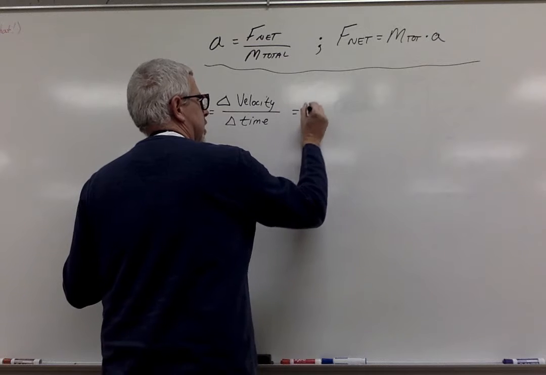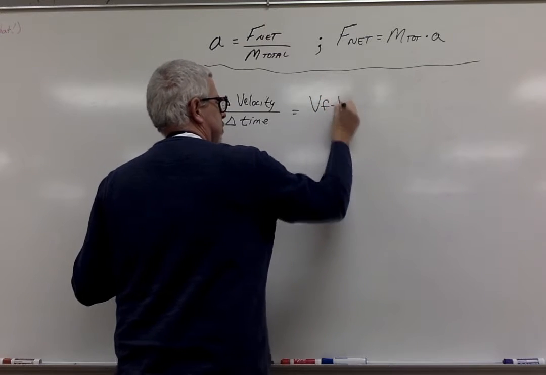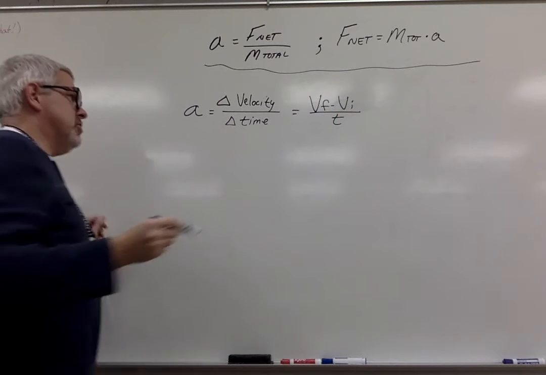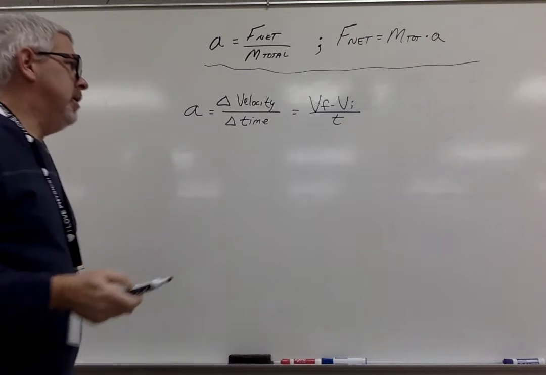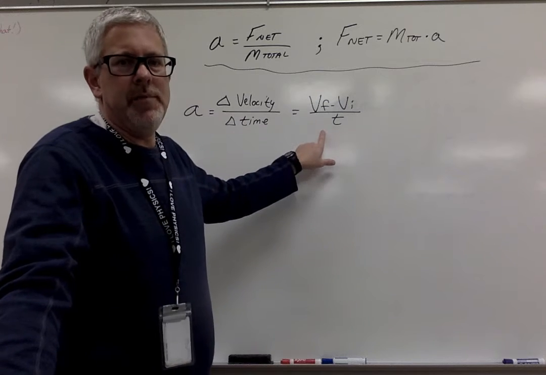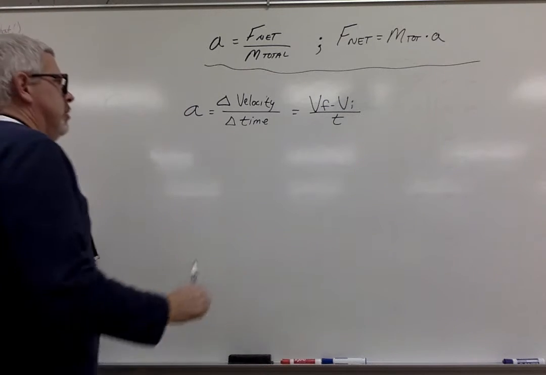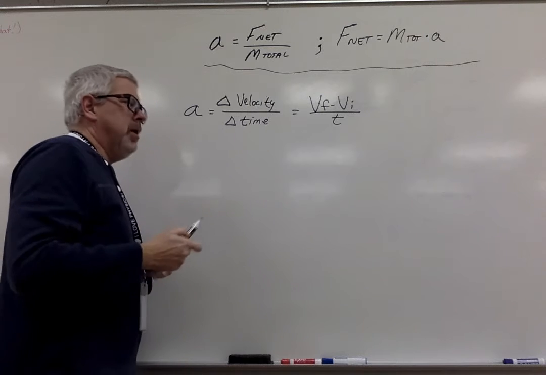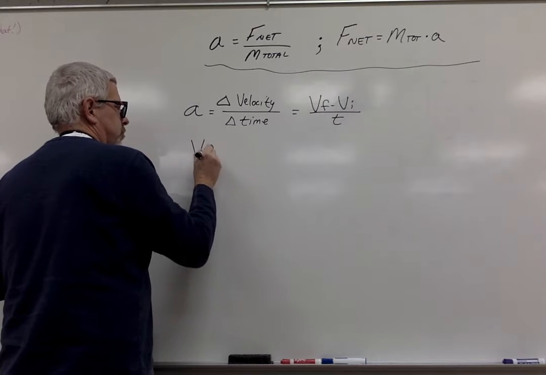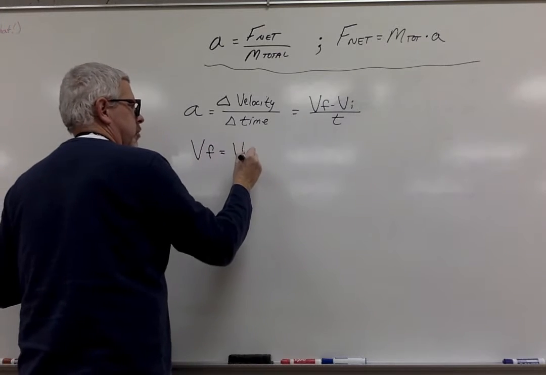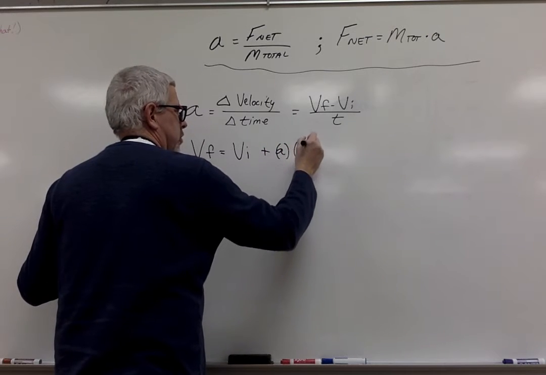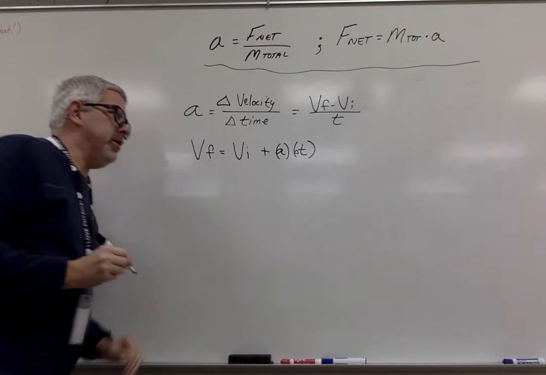A lot of times you'll see that as Vf minus Vi over t. I'm not sure if I like this notation as much, but it's quite common. Vf is final velocity, Vi is initial velocity, t really means delta t, or time interval. So if we look at acceleration as delta v over delta t, hopefully that's something that makes sense. We could rearrange that if we wanted to. The final velocity of an object would be equal to the initial velocity plus acceleration times time interval. So put a little delta in front of that.